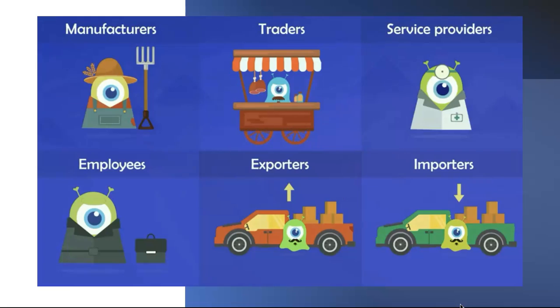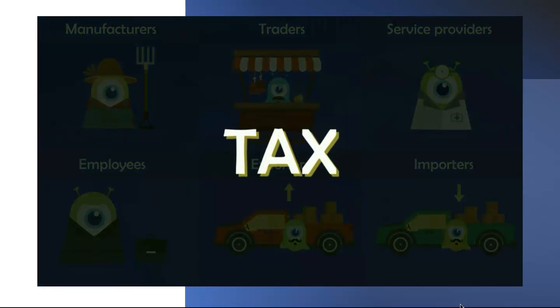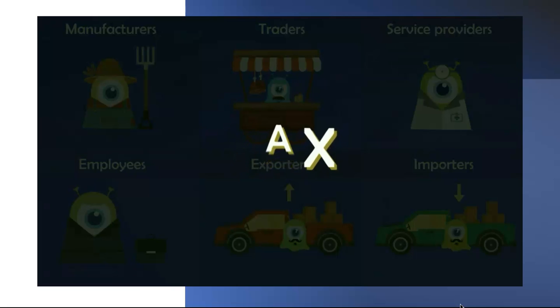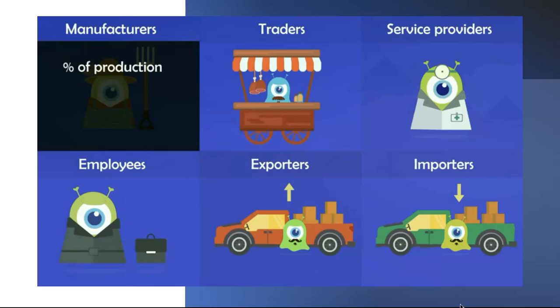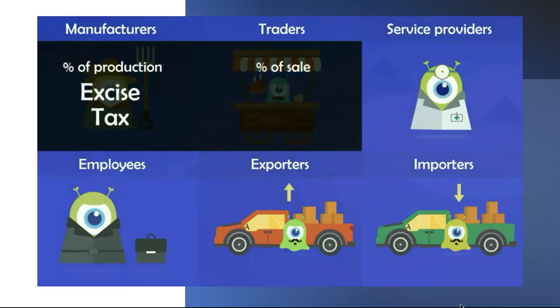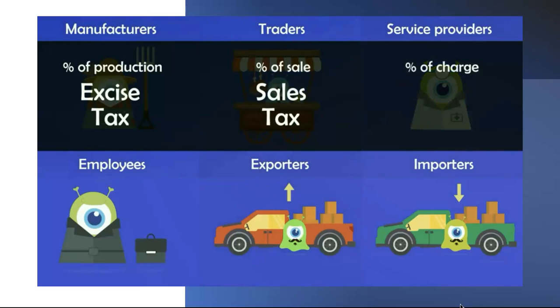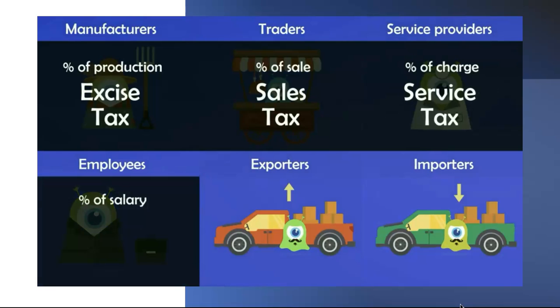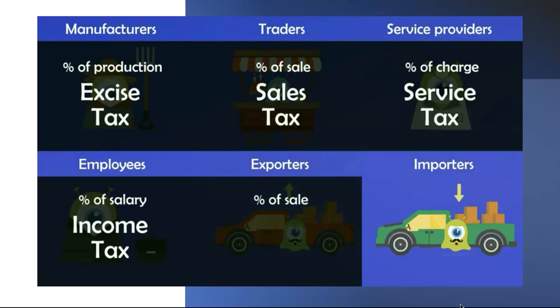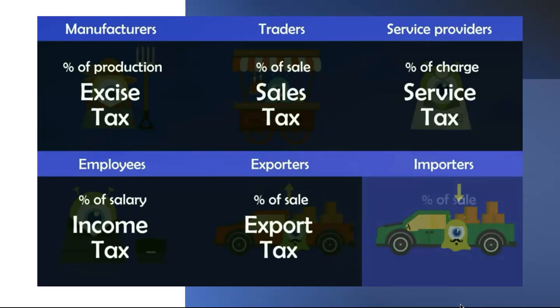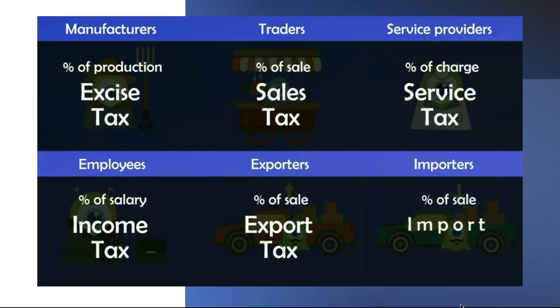Joey decided to call the amount paid by them a tax, and according to the categories, they were asked to pay the tax as follows. For manufacturers, a percentage of the production called the excise tax. From traders, a portion of their sales called the sales tax. From service providers, a portion of their charge called the service tax. From employees, a portion of their salary or income called the income tax. From exporters, a portion of their sales called the export tax. And from the importers, a portion of their sales called the import tax.